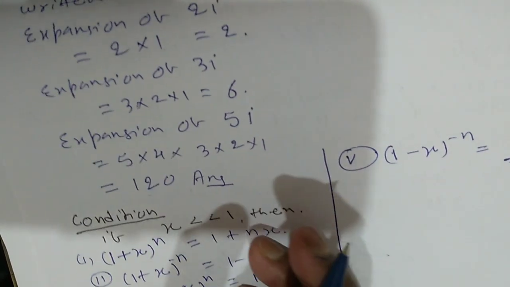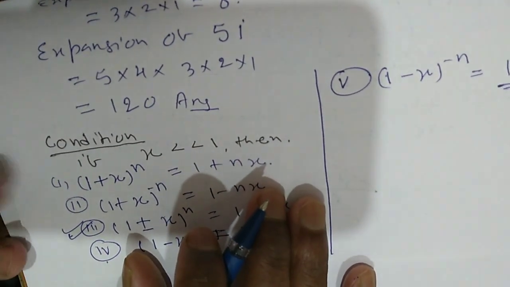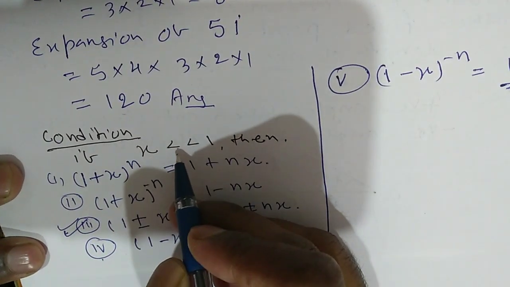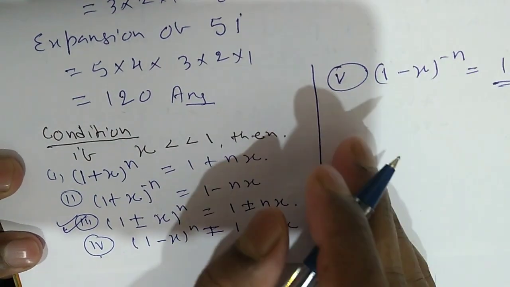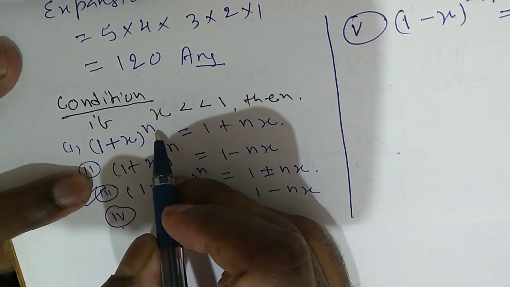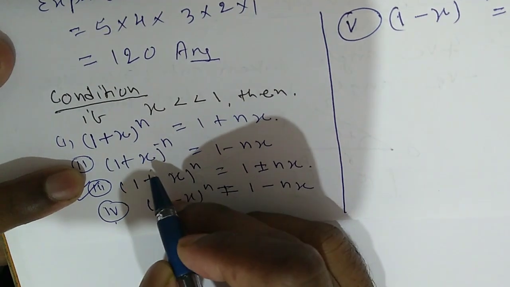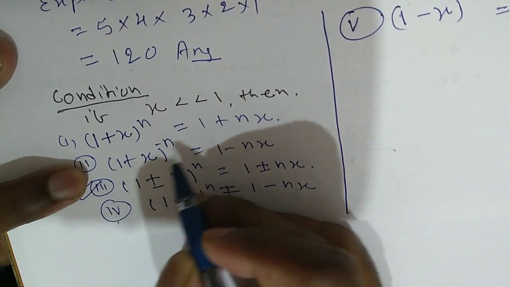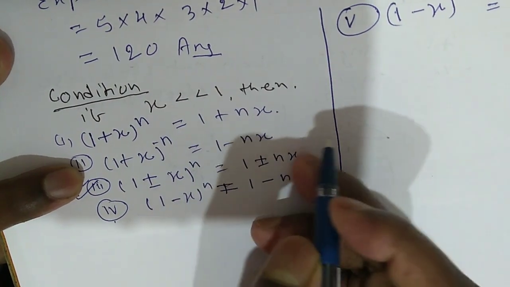Next is a condition for the binomial theorem, where we use it. If it is given that x is very much less than 1, then we use it frequently and write the answer like this: 1 plus x to the power n, then we write 1 plus nx, and next, 1 plus x raised to the power minus n, then we write 1 minus nx.